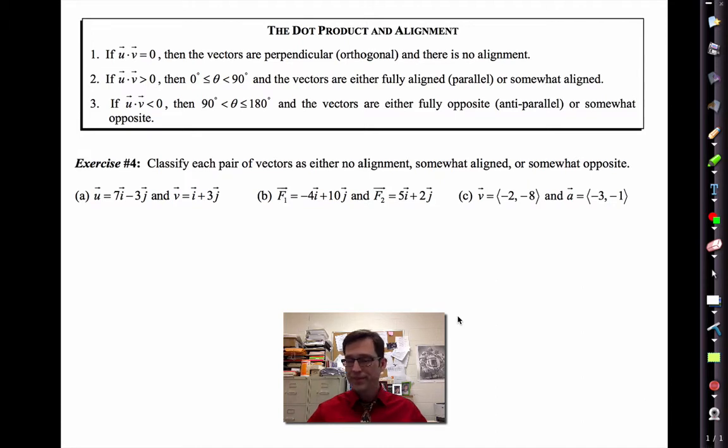All right, let's go through it. So, red. Let's stick with the red. U dot V, what would it be? 7 times 1, -3 times +3, -2. Now, that -2 means that it's either somewhat opposite or fully opposite. I know it's not fully opposite because I can't take U, multiply it by any negative number, and get V. Okay, that's not going to happen.